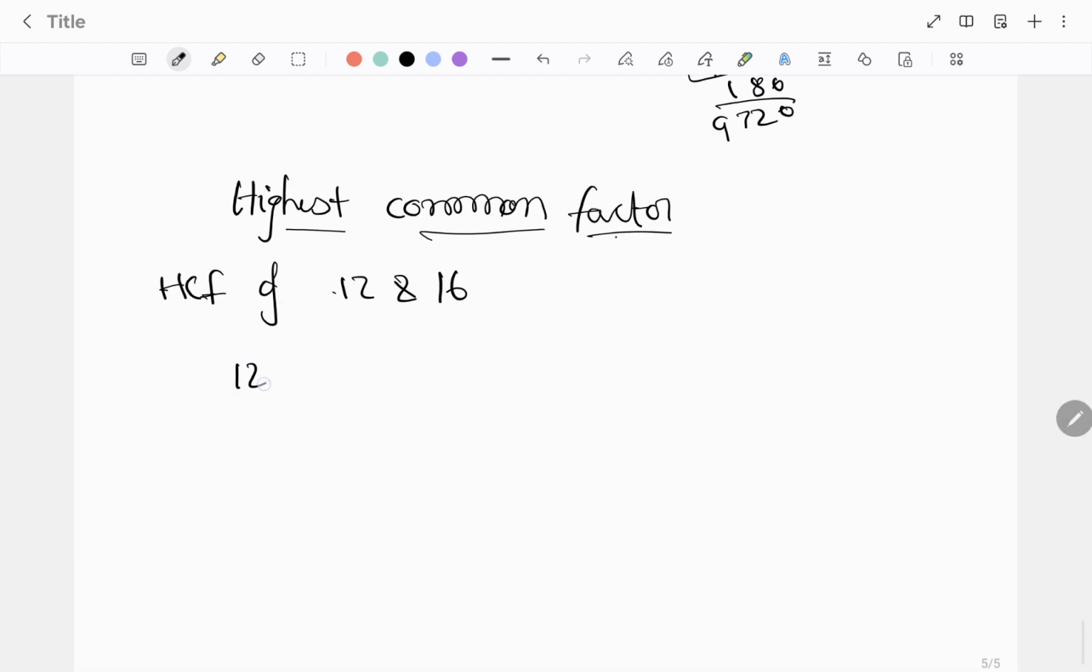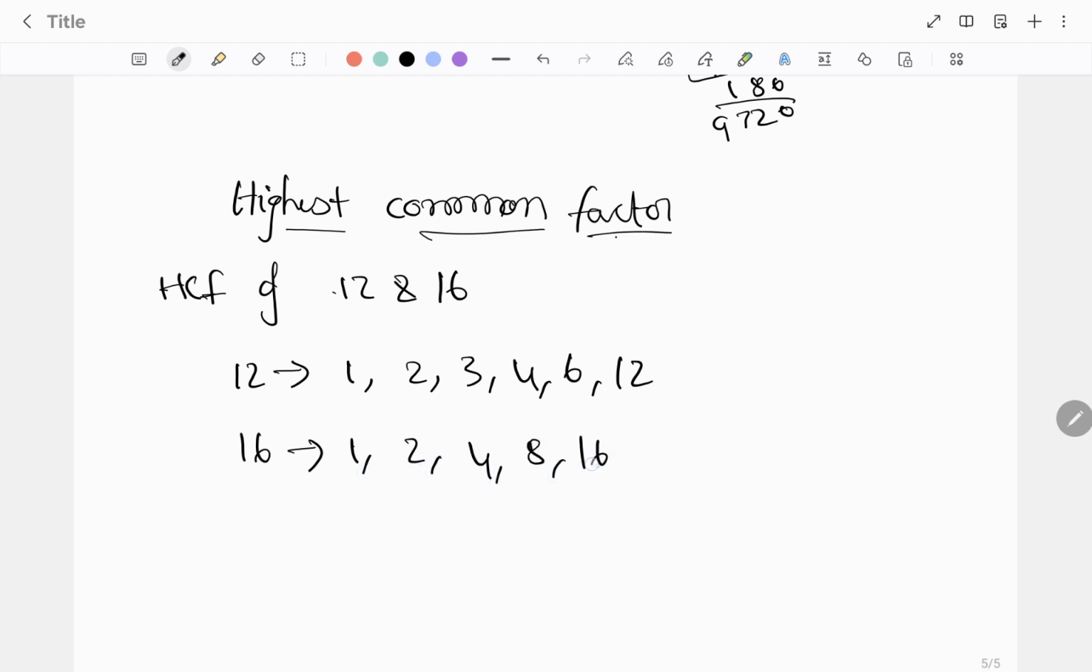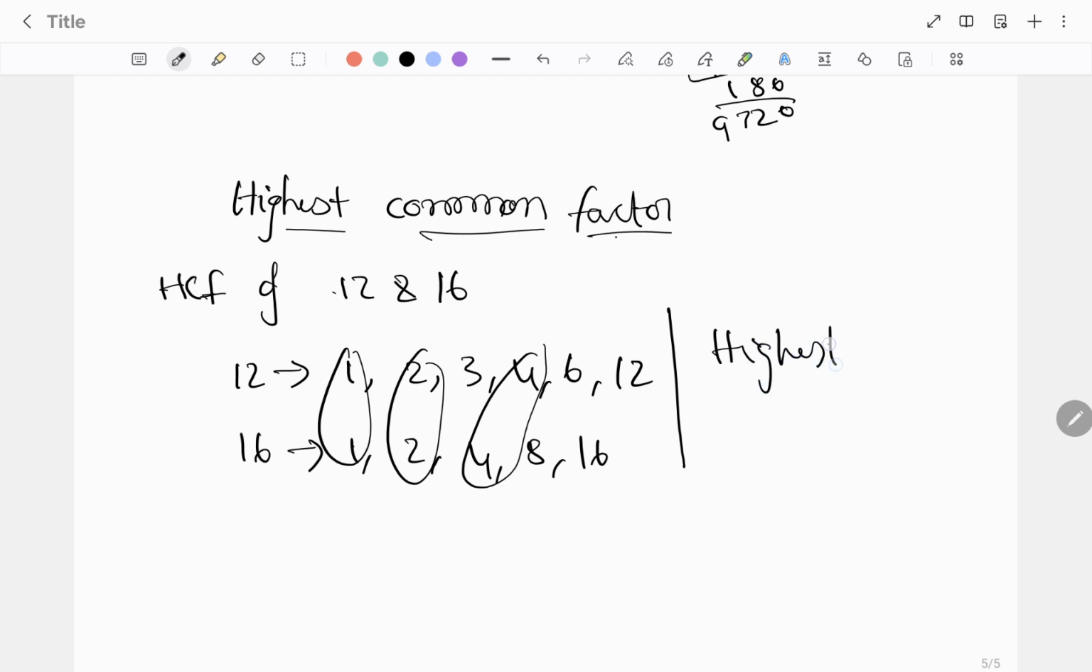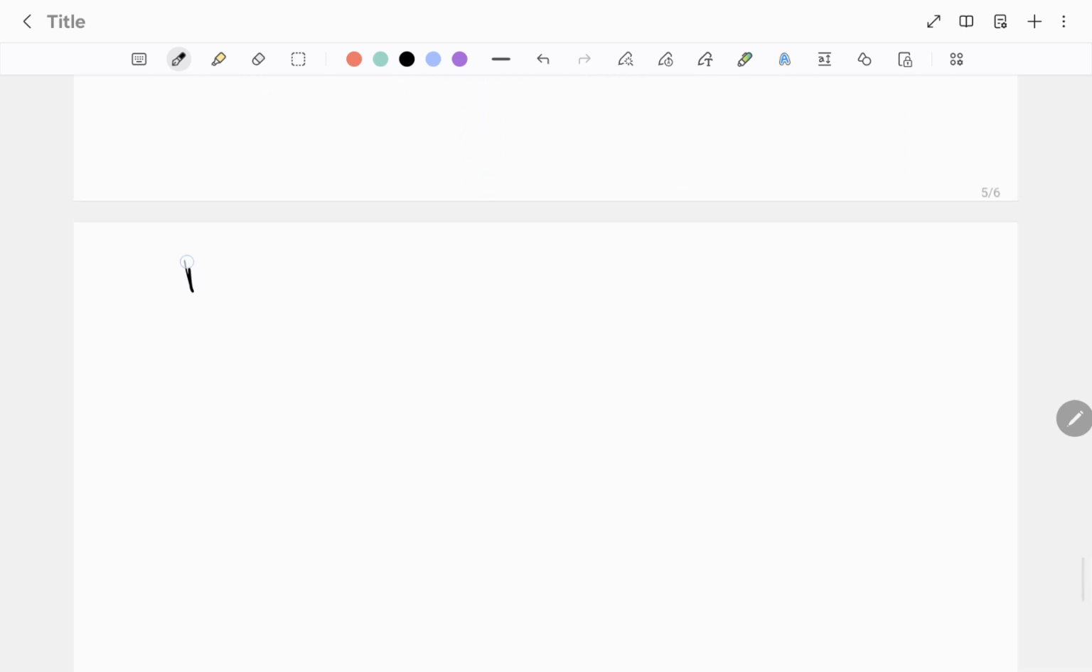Factors of 12: 1, 2, 3, 4, 6 and 12. Then 16: 1, 2, 4, 8 and 16. Among these both, the common factors are 1, 2, then 4. That's all. Among these 1, 2, 4, the highest one, the highest common factor, is 4.